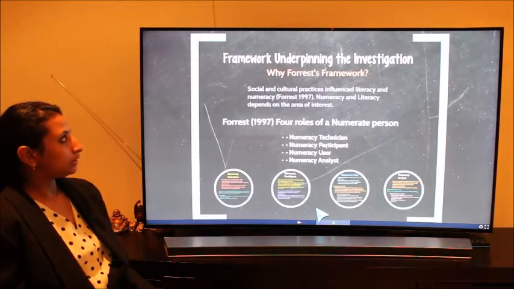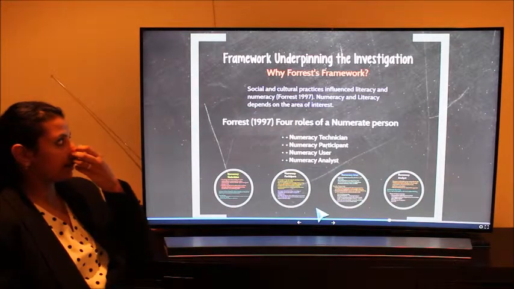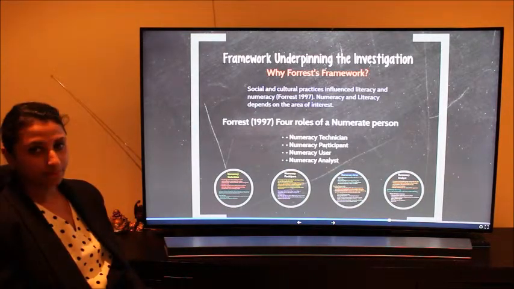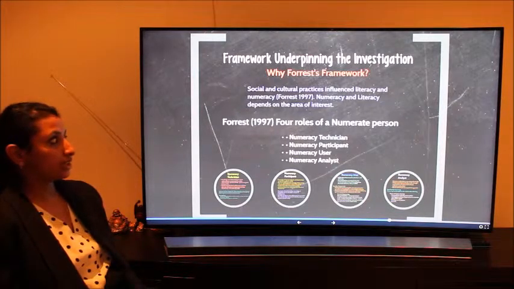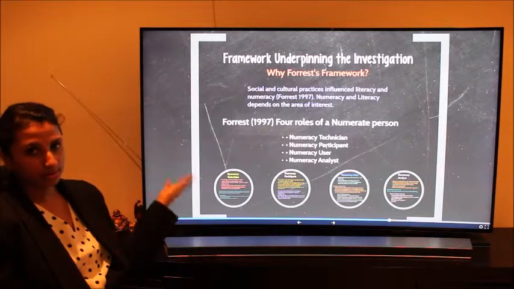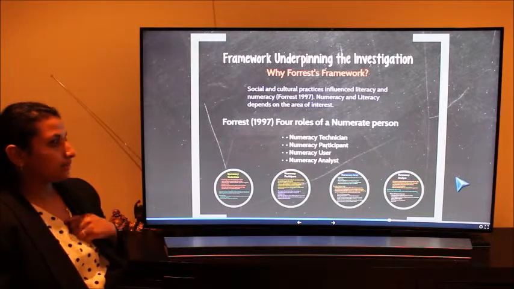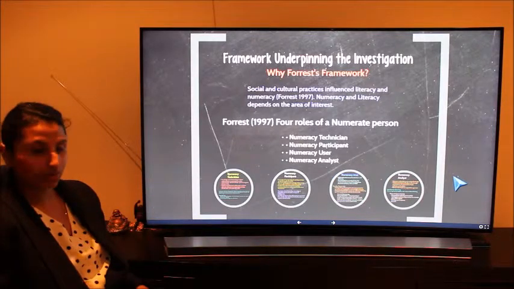Moving on, now I'll be discussing the framework underpinning the investigation. I have chosen Forrest's framework because he believes social and cultural practices influence literacy and numeracy, which suits this investigation more, and that numeracy and literacy also depend on areas of interest.